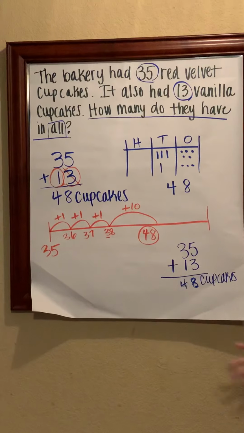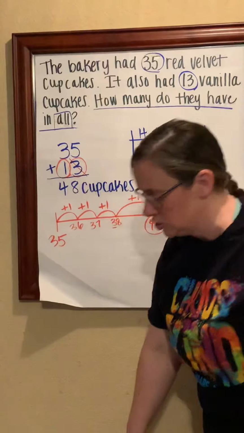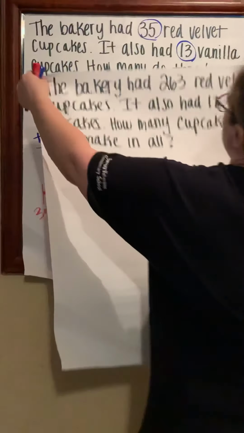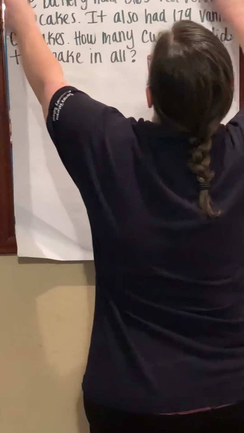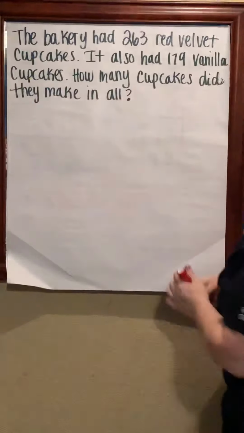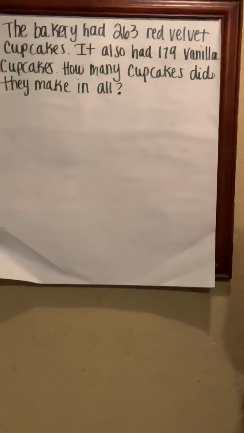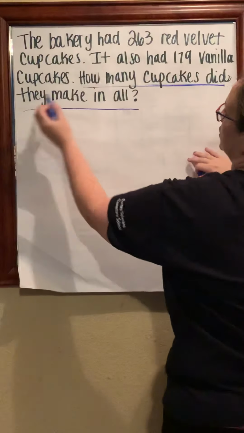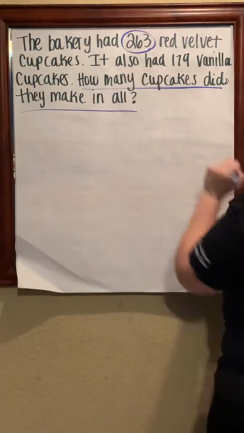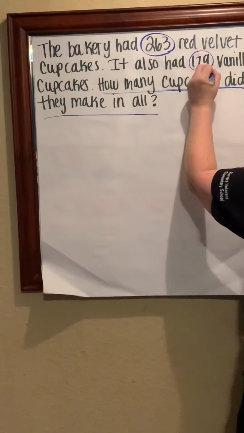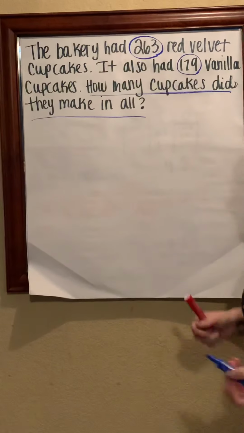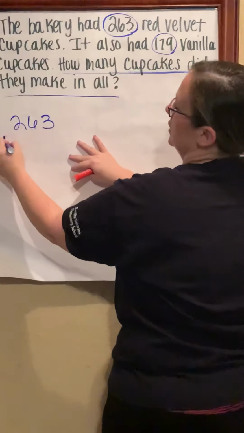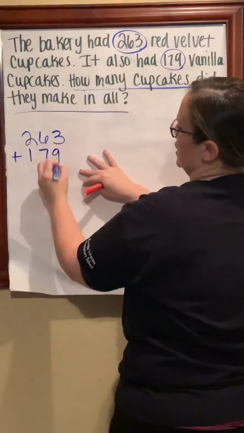Let's try to kind of up the numbers here, and let's try one that's a little bit more difficult. Same problem, different numbers. So we can already kind of break it up a little bit. How many cupcakes did they make in all? Well, they made 263 red velvet, 179 vanilla. I'm adding them, so I'm going to do 263 plus 179.